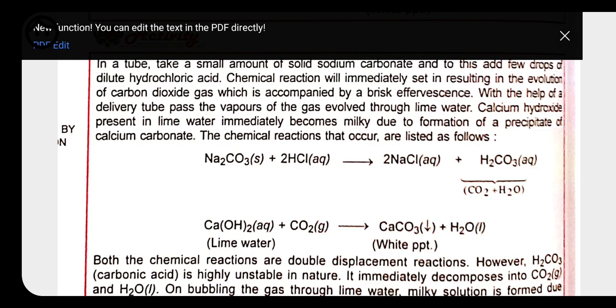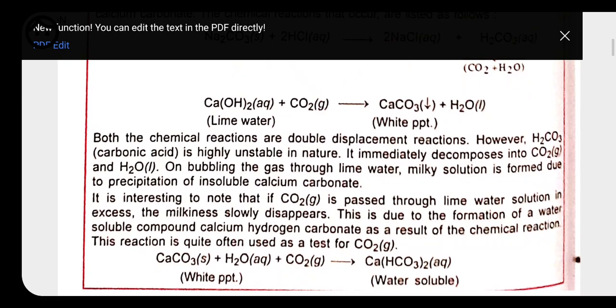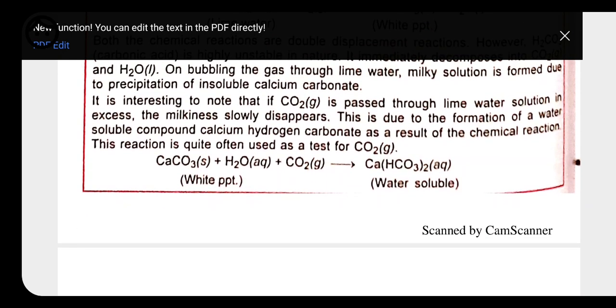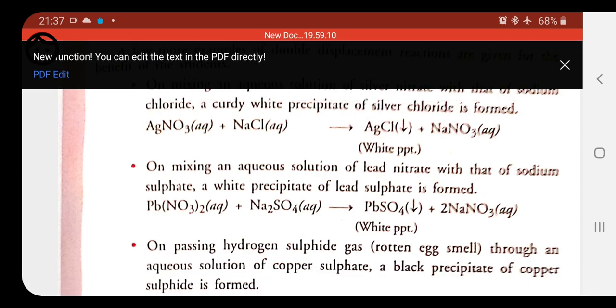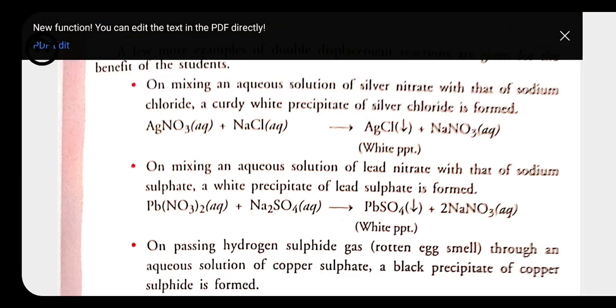If it is difficult to understand, then see the first equation, that is sodium carbonate reacting with hydrogen chloride. Here also exchange of ion takes place, and sodium is going to react with the chlorine, and hydrogen is going to react with the carbonate, and then formation of sodium chloride and hydrogen carbonate takes place. So this is called a double displacement reaction. Here we have many more examples of double displacement, like see here, silver nitrate reacts with sodium chloride and gives out silver chloride plus sodium nitrate.